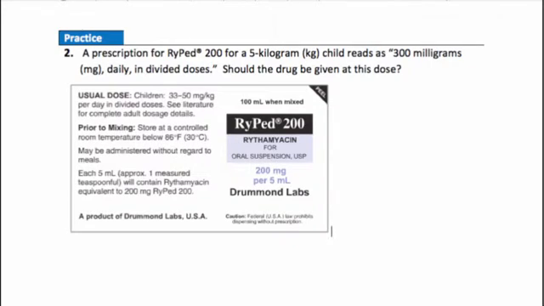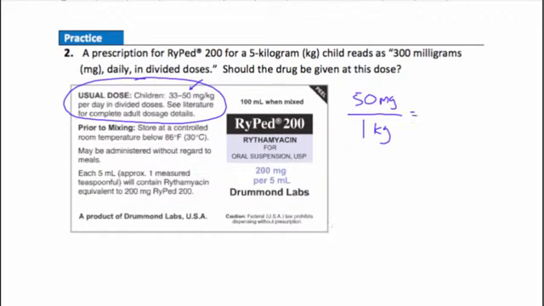All right, practice question 2. A prescription for Riped 200 for a 5 kilogram child reads 300 milligrams daily in divided doses. Should the drug be given? Well, let's see. Go to the usual dose. Here it is. 33 to 50 milligrams. So we have a range here. Let's take the maximum and make sure we're not going over this maximum. So I'm going to take the 50 milligrams per 1 kilogram. And in this case, we're talking about a 5 kilogram child.